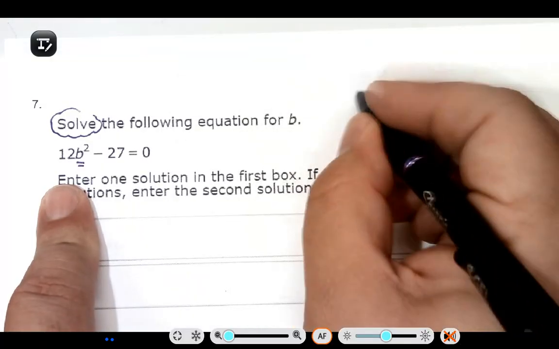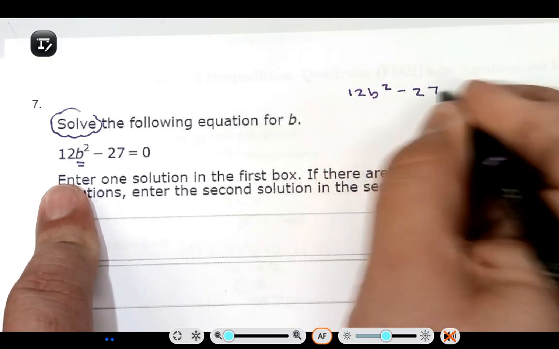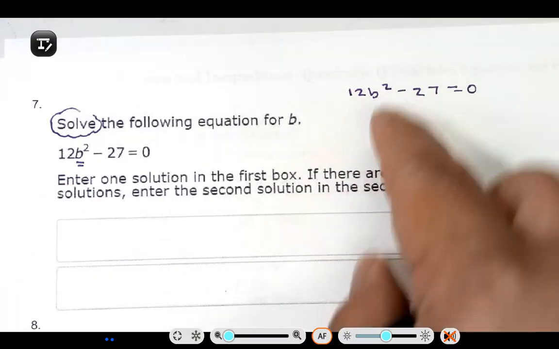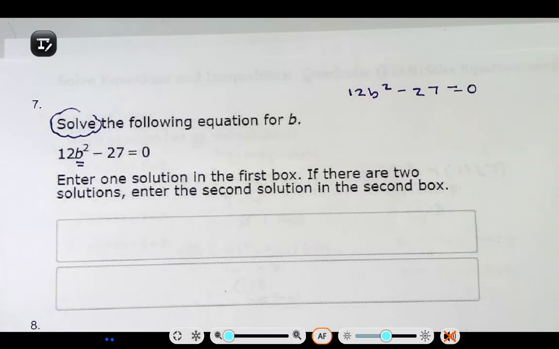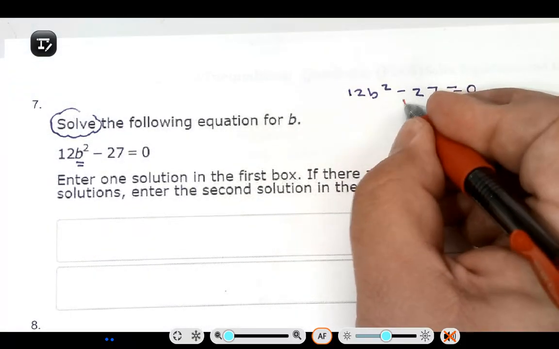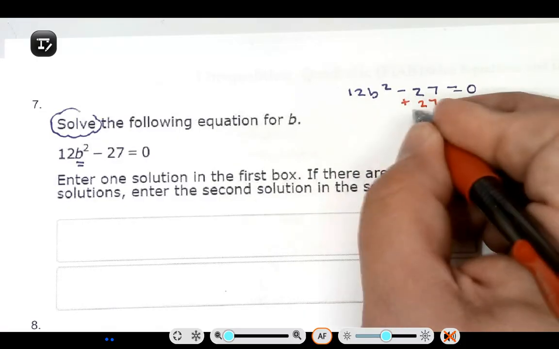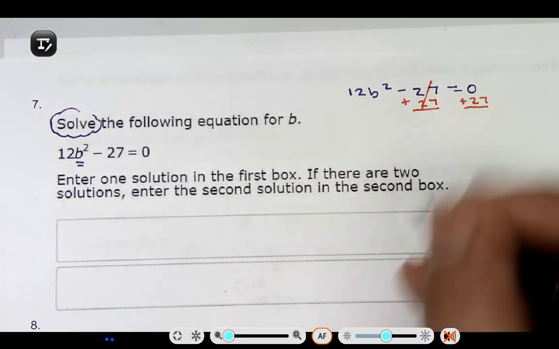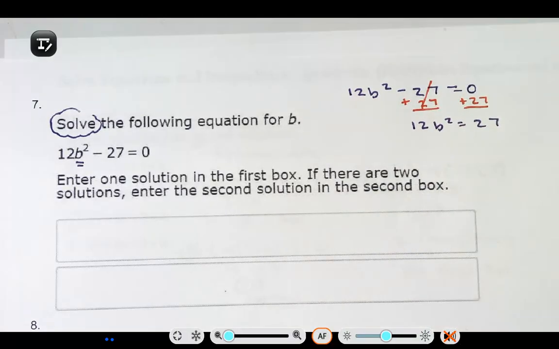So then, let me copy it here. We have more room here. 12b squared minus 27 is equal to 0. And if my goal is to get b squared by itself, then I'm going to use everything my Algebra 1 teachers taught me, which is get rid of addition and subtraction first. So there's the 27 being added to both sides. 12b squared is equal to 27.